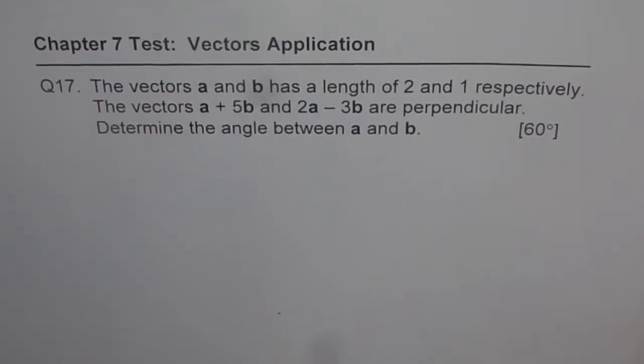Here is question number 17 from chapter 7, Vectors Application. The vectors A and B have lengths of 2 and 1 respectively. The vectors A plus 5B and 2A minus 3B are perpendicular. Determine the angle between A and B.